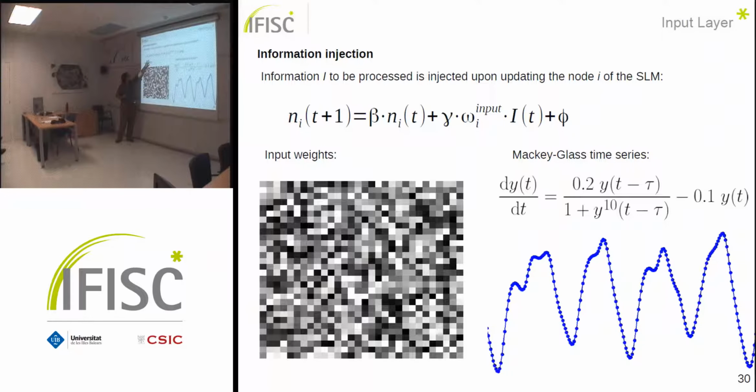Now the state of the nodes, the future state, is going to depend on the previous state, but it's also going to depend on this part that is basically the input layer. We have an injection gain parameter, we have the input weights, and then we have the information that we want to process. The input weights will look like this. This is a 30 by 30 lattice, so we have one input weight for every node in our network. And we chose the values to be homogeneously distributed between 0 and 1.